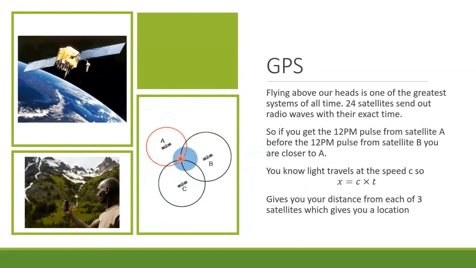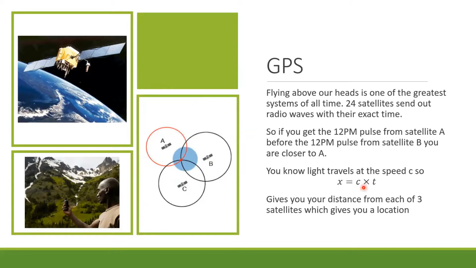Now that's not enough to say exactly where you are. You need to have 3 satellites to pinpoint exactly where you are, because you need to have 3 overlapping circles. Technically, you actually need 4 circles to get really high accuracy, but 3 will get you a general position.